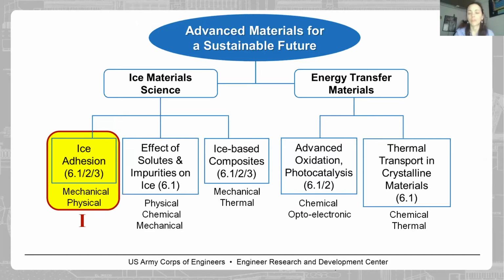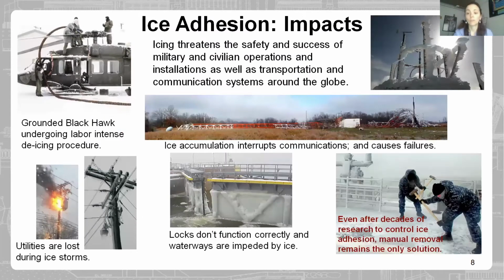I'm really going to focus on the ice materials side here first by telling you a little bit about ice adhesion. So most everyone's probably experienced this, whether you were on an airplane in a warm climate or whether you were in the Northeast. Icing threatens the safety and success of operations across the globe. You can have communication towers glommed up with ice, or even collapsing from ice loads, causing interruptions there to both communication and utilities. Vehicles, often transportation is interrupted.